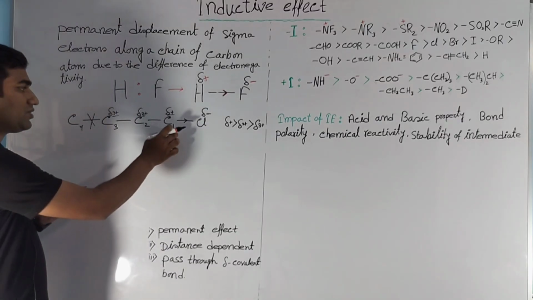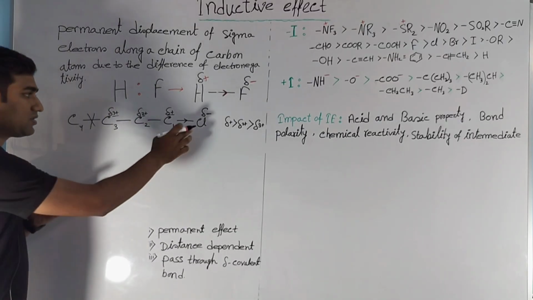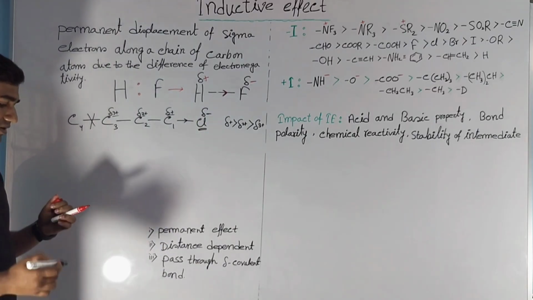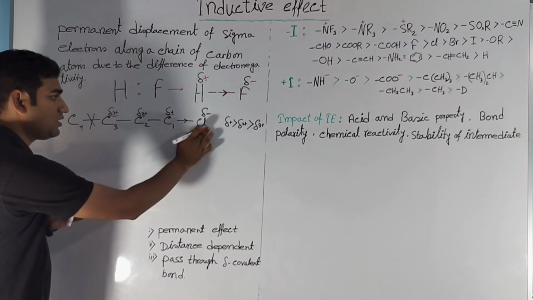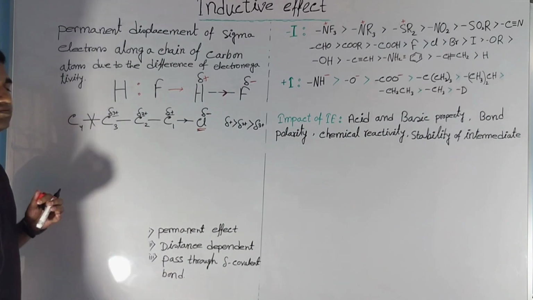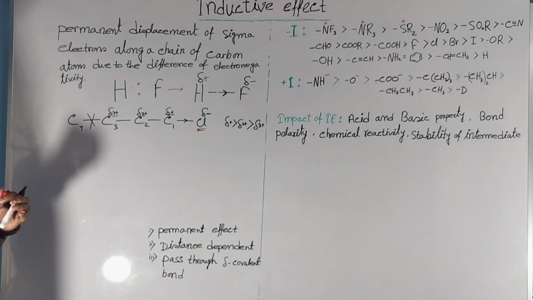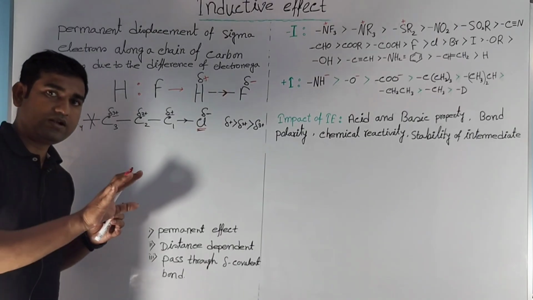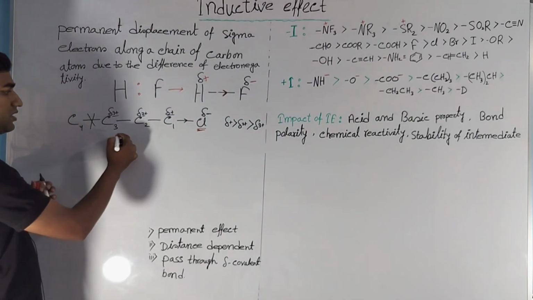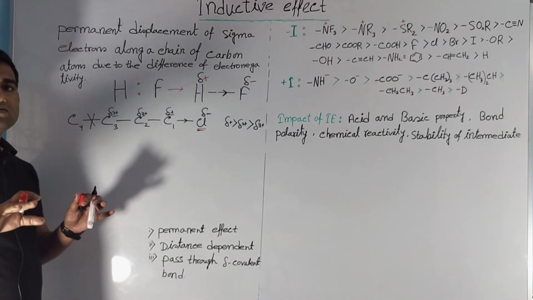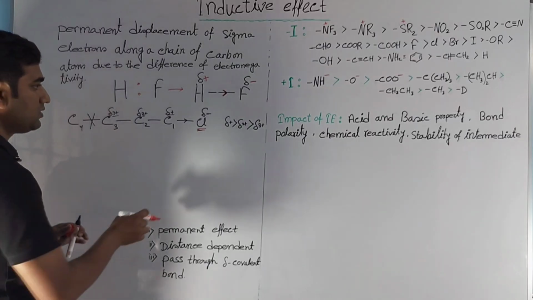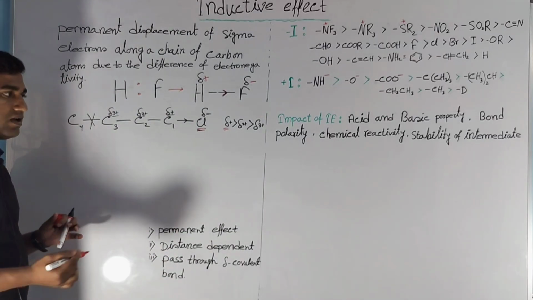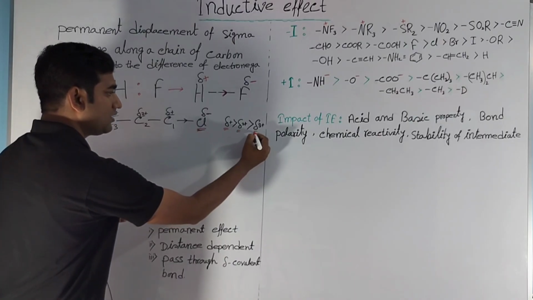Once the distance from the reference atom increases, the inductive effect decreases. Once the distance increases, the inductive effect gradually decreases. That's why the magnitude of the electron deficiency in the first carbon is higher compared to the second carbon, then the third carbon.